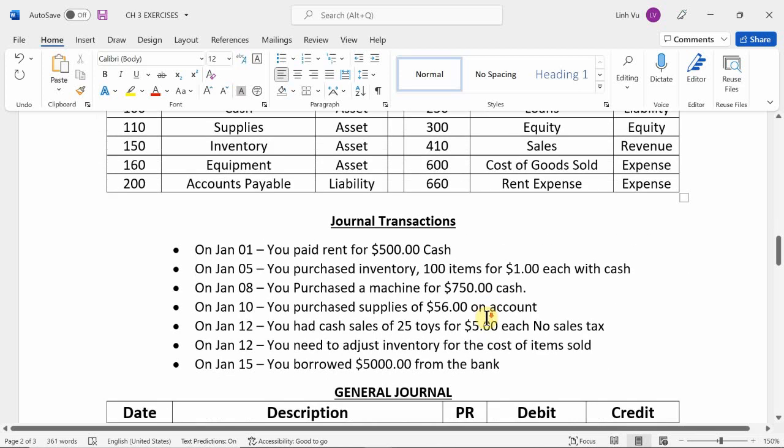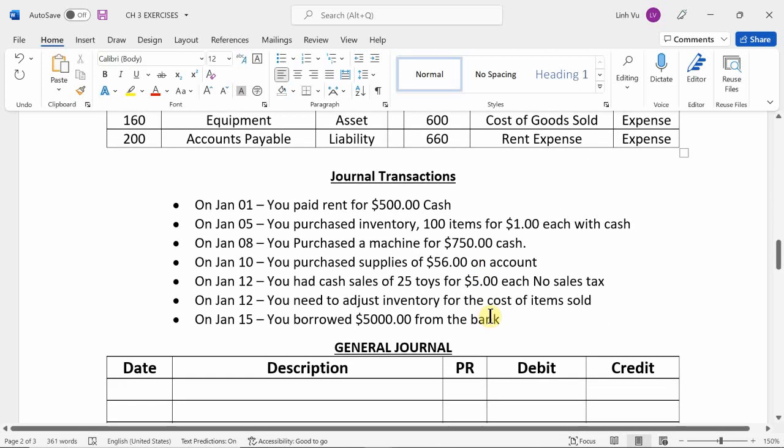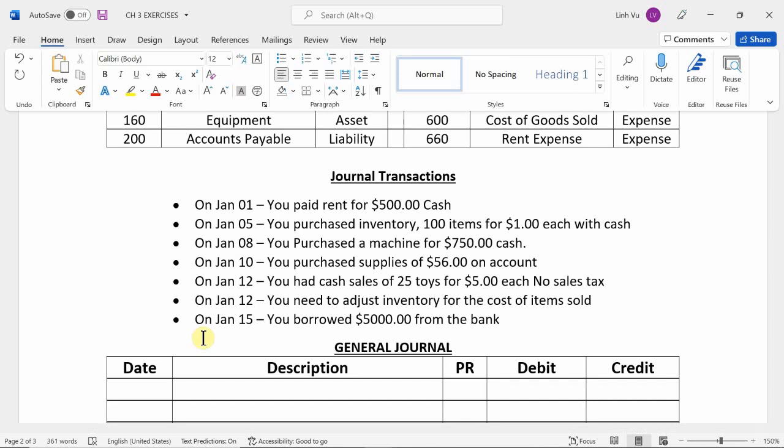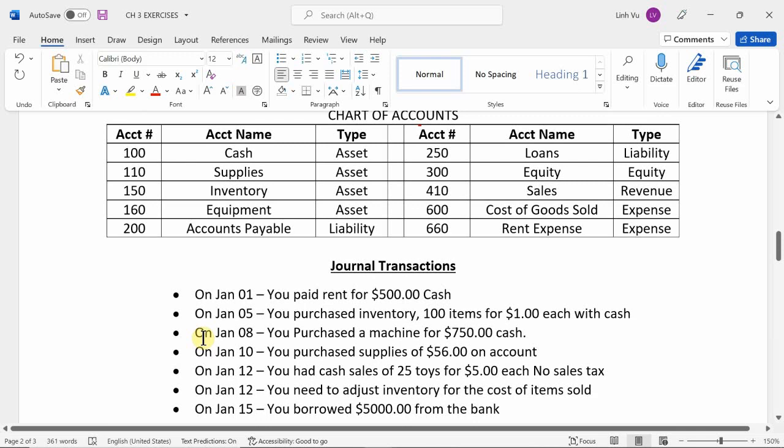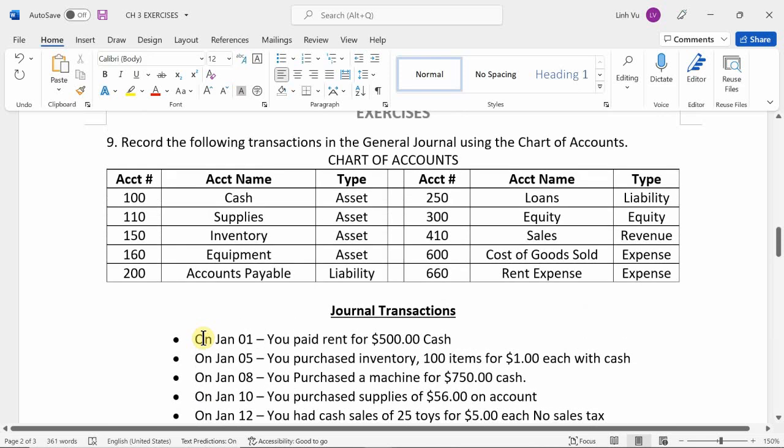So what we're going to do today is practice the 7 steps of transaction analysis. Here are a couple of examples that we're going to be looking at, and you need to use the transaction analysis to determine how to record this transaction. Starting with the very first one, date is January 1st, and you paid rent for $500 cash.